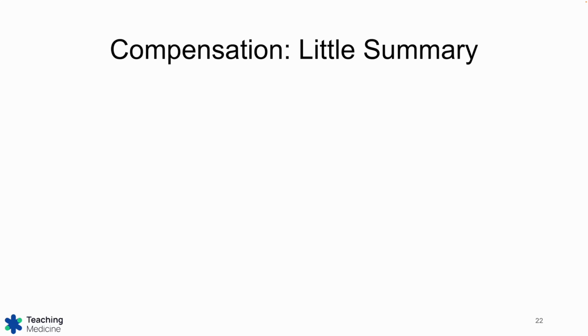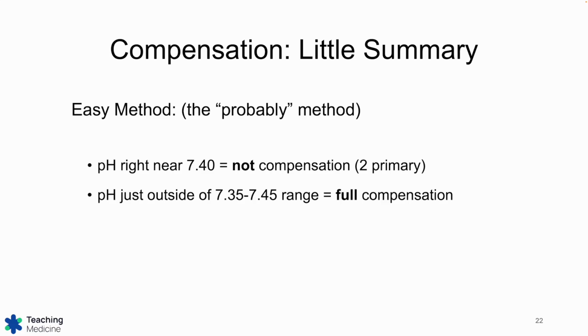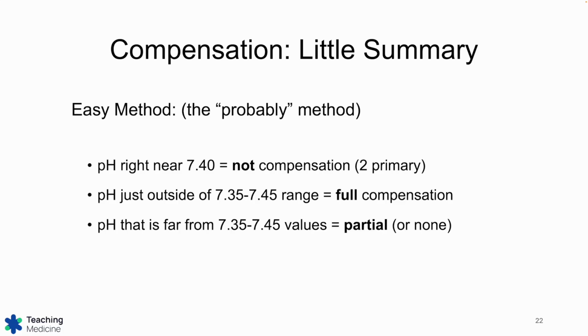So for compensation, a little summary, there's an easy method, and I'm going to say this is the probably method because you don't actually calculate and confirm. If you've got a pH right near 7.40, this is not compensation. It's probably 2 primary events. If your pH is just outside of the normal range, you probably have full compensation. And if the pH is really far from the normal range, you probably have partial compensation, or of course you could have no compensation.